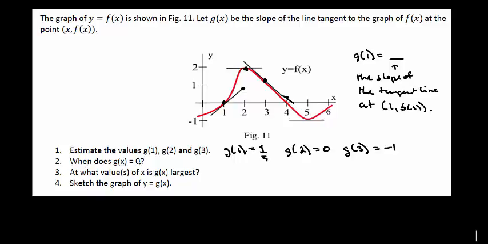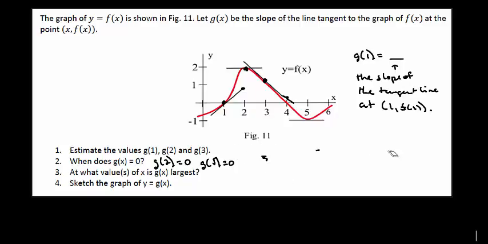When does g of x equal 0? Well, it equals 0 at 2. So g of 2 is 0, and g of 5 is 0. So we would say, when does, let me erase this now up here because I've already answered that question. Okay. So when does g of x equal 0? When x is equal to 2 and 5.